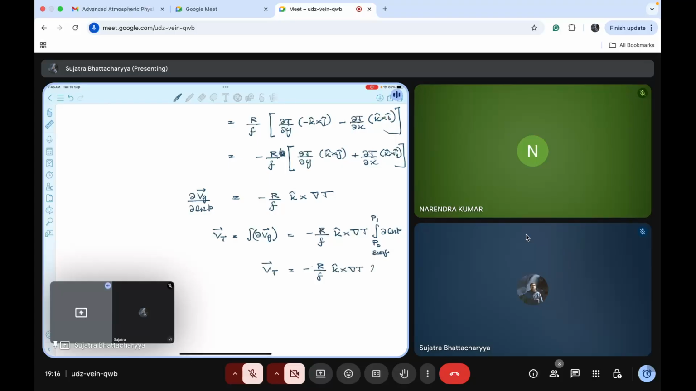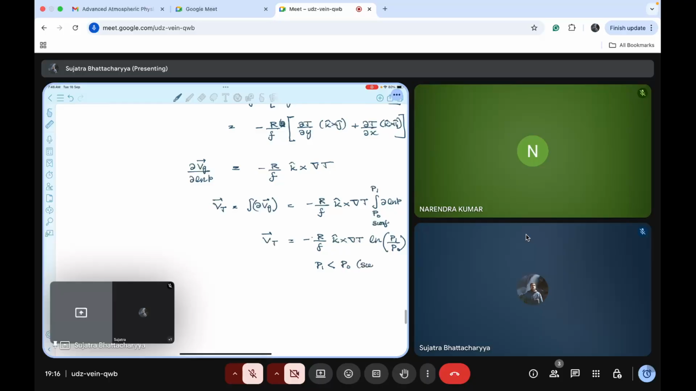This will be what? Log of P1 by P naught. Remember, P1 is less than P0 because P0 is the surface. At the surface, the pressure is higher. As you go up, the pressure decreases. Vt will be equal to, I will just shift it and hence take the positive sign, R by f k cross grad T, log of P0 by P1. So this is your thermal wind expression.